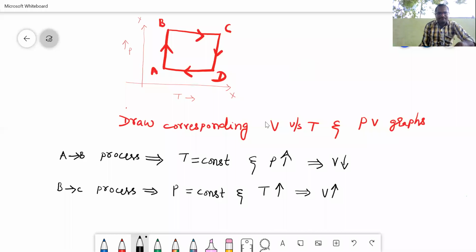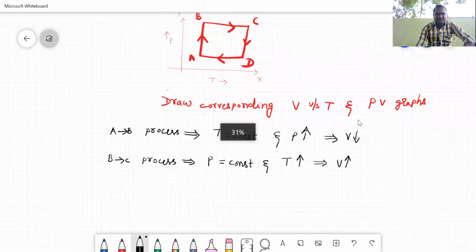Good. When temperature increases, volume also increases, not decreases. See, PV is equal to nRT. When P is constant and nR is constant, when temperature increases, volume also increases. Okay. Now, see the process.